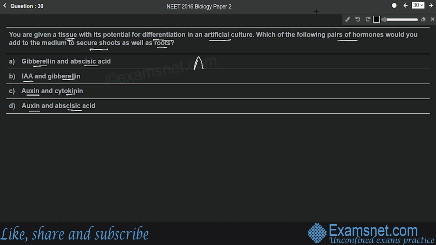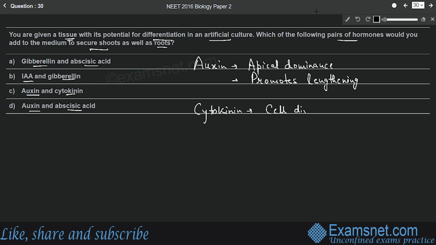Okay, so if we talk about the hormone auxin, we know that it is responsible for apical dominance, right? That means it promotes lengthening of roots and shoots. Also, it coordinates with other growth hormones. Now the second one, that is cytokinin. It promotes cell division. It is responsible for cell division, right?